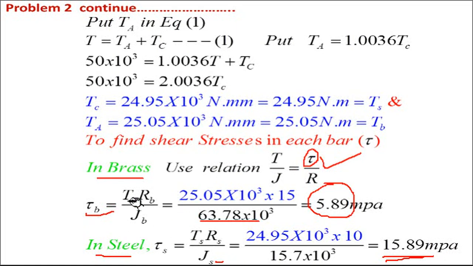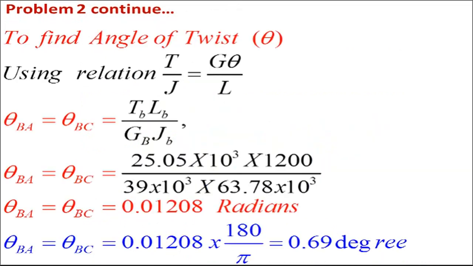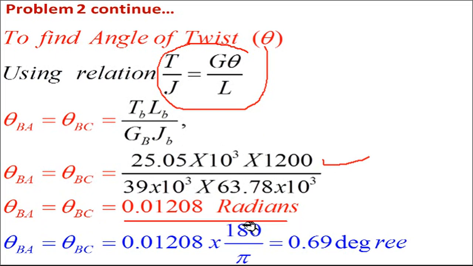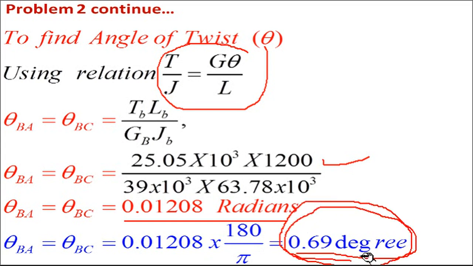Okay. So after getting shear stress, another important unknown is the angle of twist. The angle of twist here is the same, because theta BA equals theta BC, and for theta we have the equation T_B L_B upon J_B G_B. So use this equation, put the values, and you will get the slopes. The initial answer will be in radians; multiplied by 180 upon pi, that answer will be in degrees. So this is the slope in degrees, 0.69 degrees.